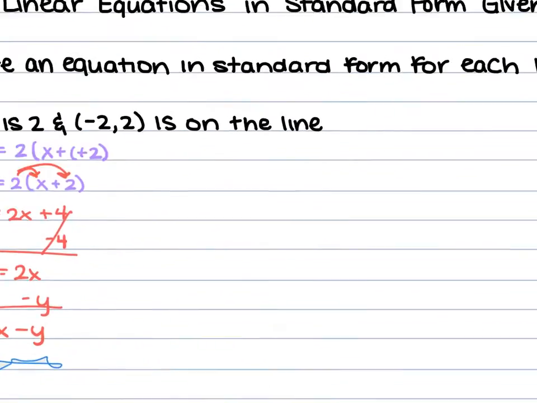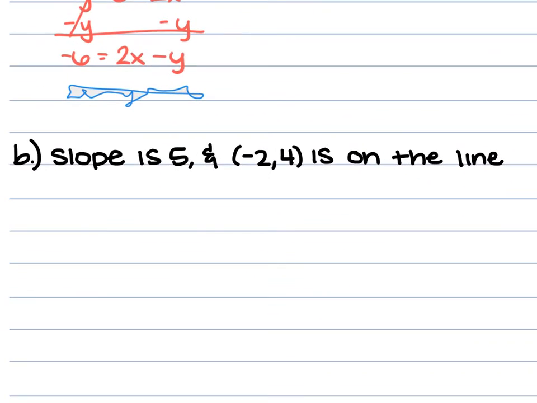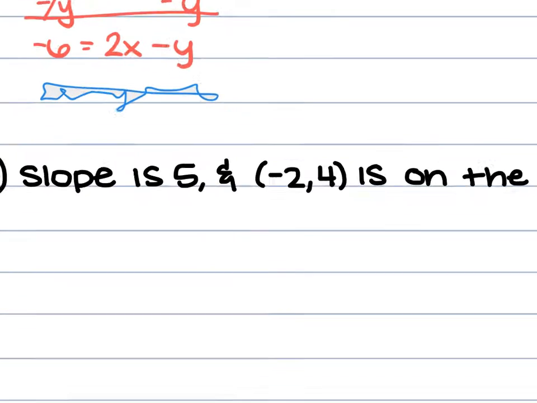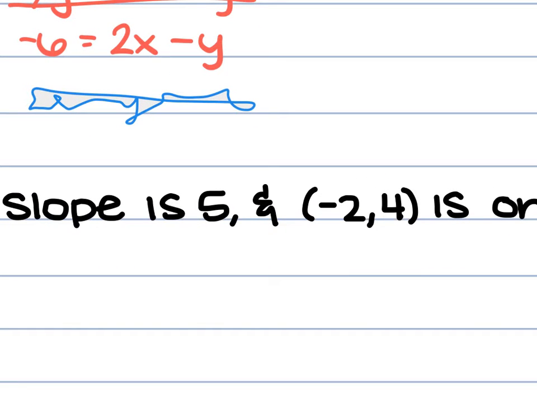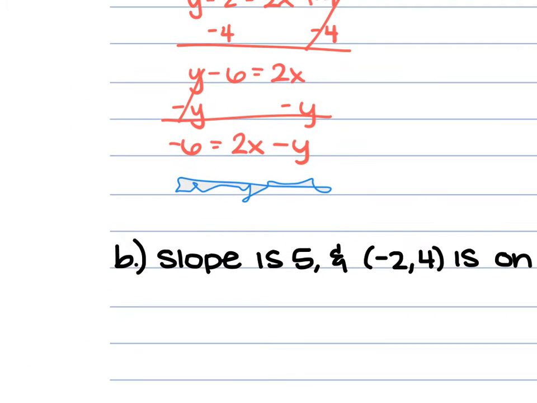For our next example, for B, we have a slope of 5 and an ordered pair of negative 2, 4, so we can do the same thing. Put it into your point slope form. Why did it do this? Let's erase this and then rewrite it. That was weird. So it was 2x minus y is equal to negative 6.